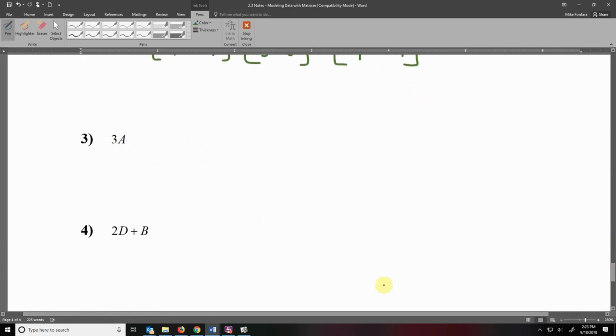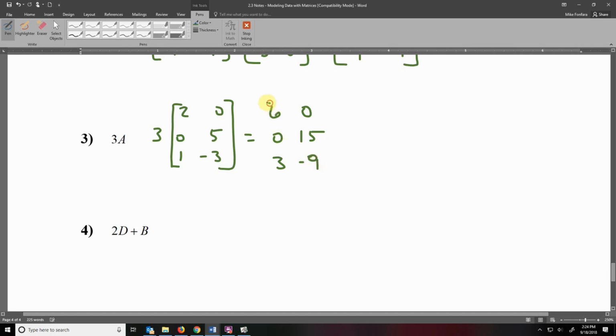Okay, 3 times A, you can always do scalar multiplication on any matrix. So there's 3 times matrix A, and now we just multiply everything in matrix A by 3. 2 times 3, 0 times 3, 0 times 3, 5 times 3, 1 times 3, and negative 3 times 3.